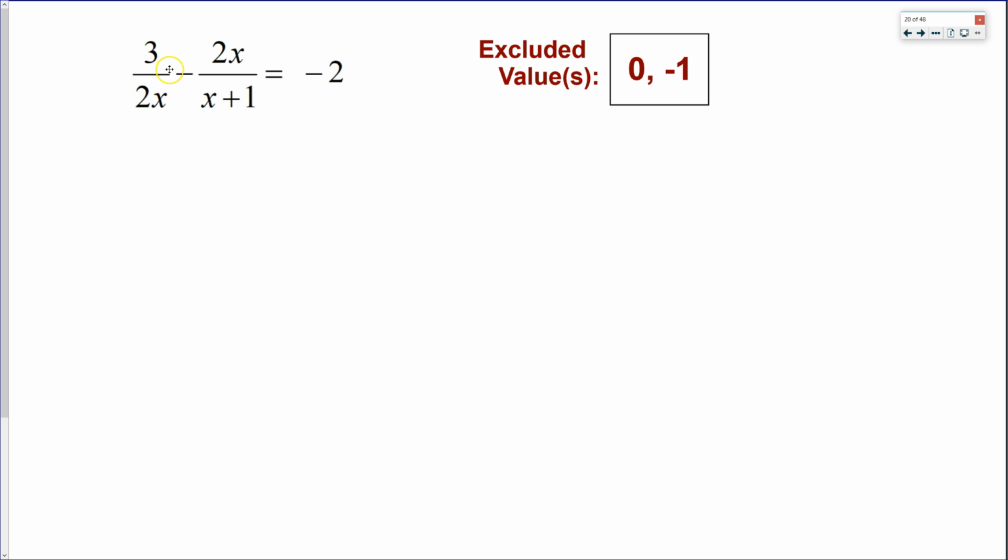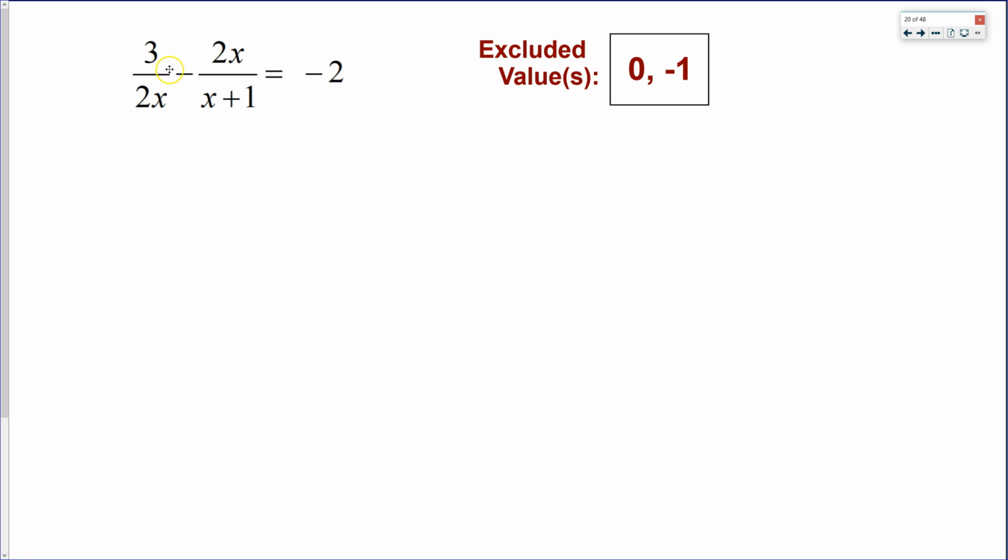And then of course I want to check those against my excluded values, but this time I've got a 3 and a 3 that match. So that means that my x equals 3 solution is no good, leaving me with only one good solution of x equals 4.